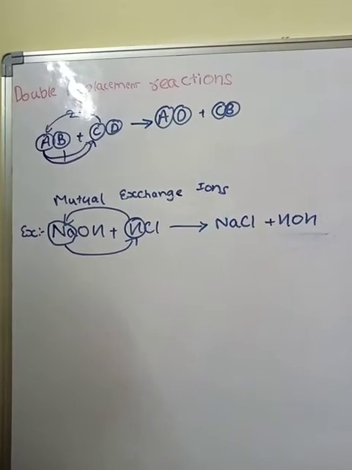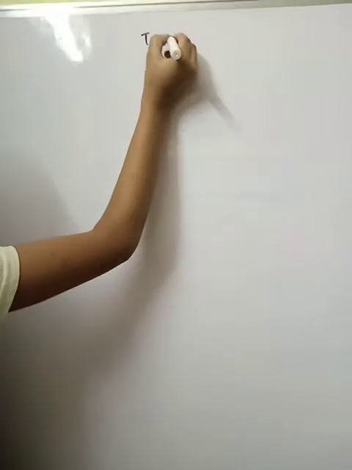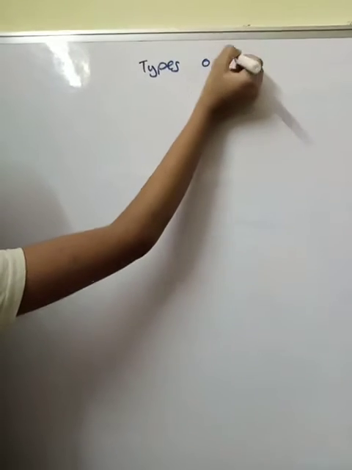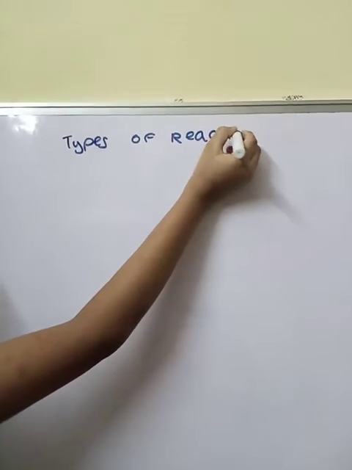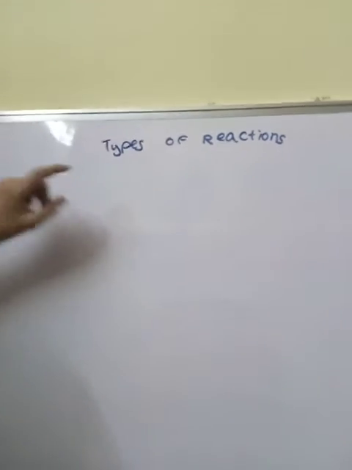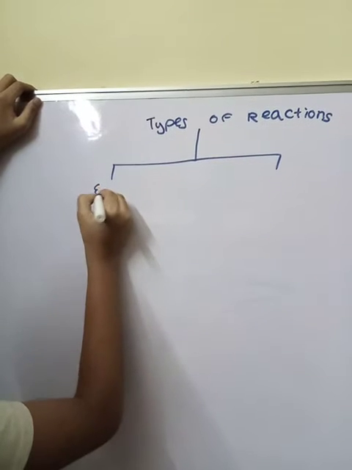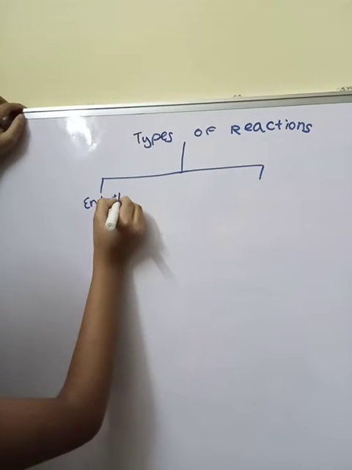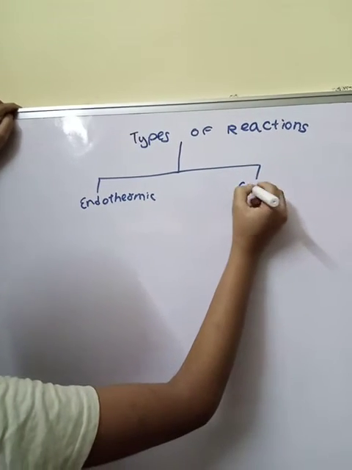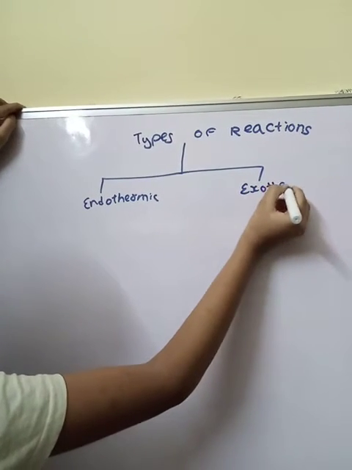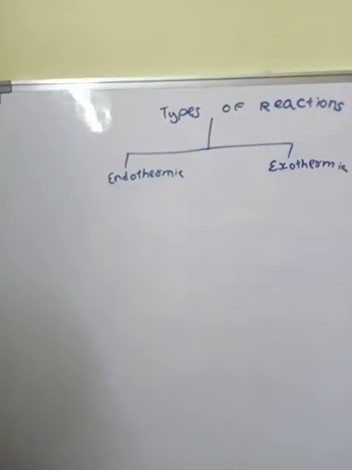Now we will see types of reactions. In types of reactions we have two kinds. One is endothermic reaction and the other is exothermic reaction. What is endothermic and what is exothermic?